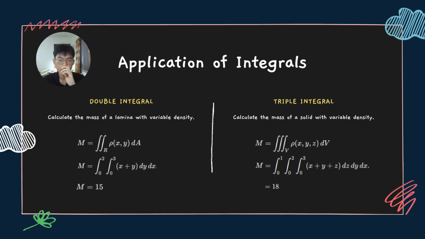But the point that must be mentioned is that the mass you find is the mass of a lamina. You can understand that as the mass of a plane or the mass of a surface. That's also why I mentioned just now that the double integral is normally used to find two-dimensional properties.